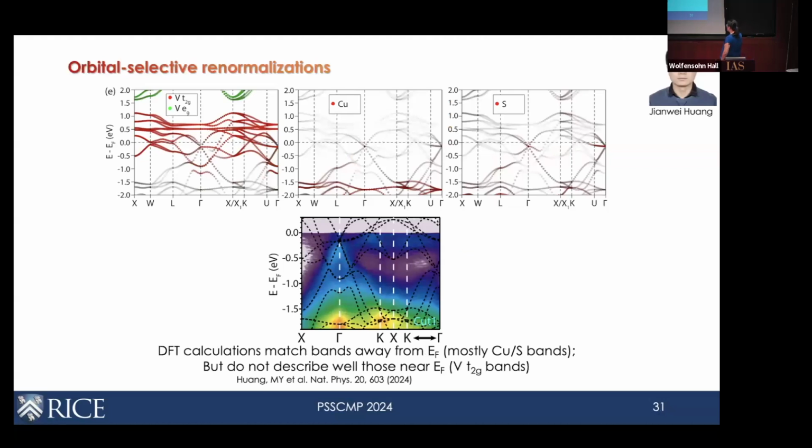So then we went and looked at his dispersions, and if you zoom out to a large energy scale, what he realized is that, so this is the data, this is just DFT overlaid. The band dispersions, the electronic states we see farther away from the Fermi level actually agree with DFT quite well. So those are mostly the copper and the sulfur states. It is the stuff which is near the Fermi level which does not agree with DFT very well, and those are the vanadium t2g states. So this is very reminiscent of what we found previously in the iron pnictides, that for a multi-orbital system, you may have correlation effects which depend on which orbital you have.